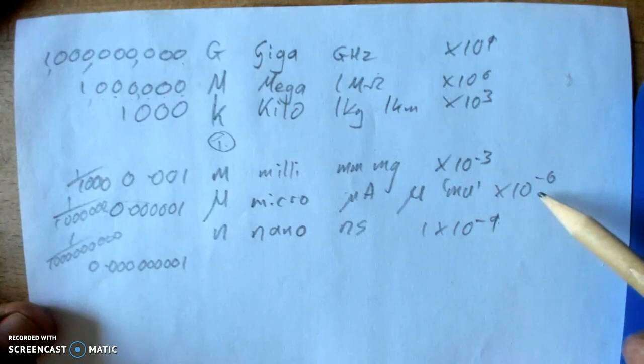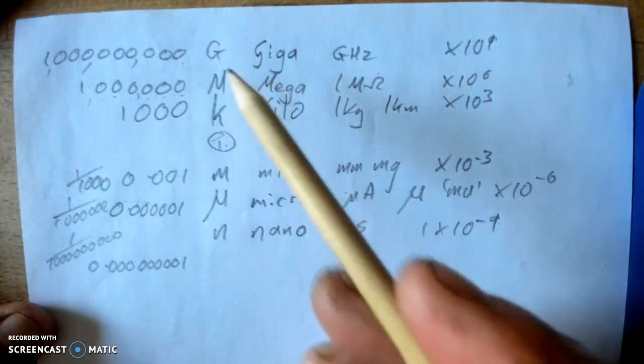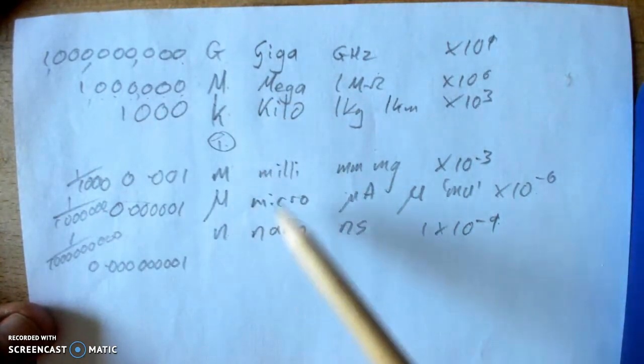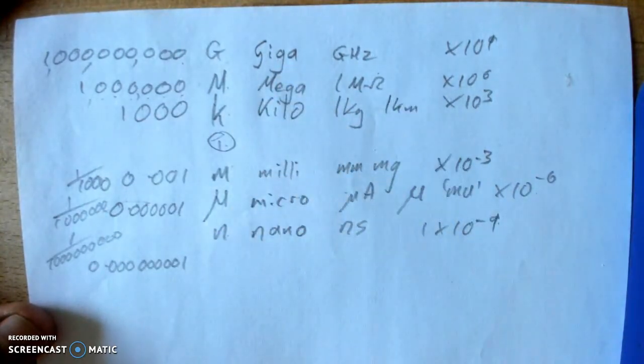They all move up or down by times 10 to the power 3, and you need to know the abbreviation as well as the name and how you would convert to them.